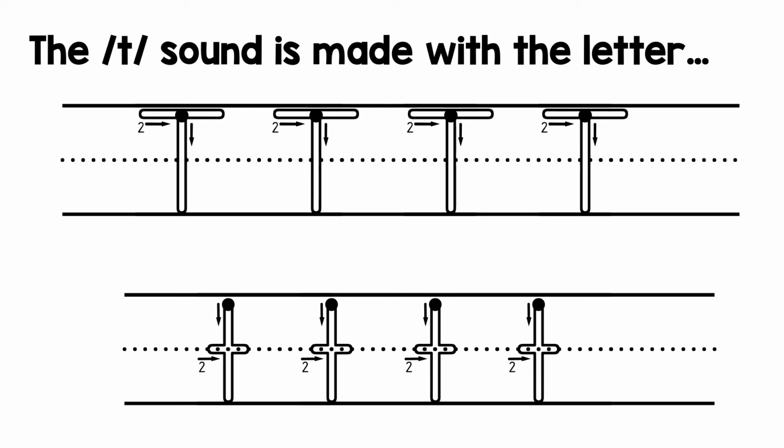I would like you to now practice correctly forming the letter T. Capital T is made with 2 strokes. You start at the top, pull down to the bottom, pick up your pencil, and cross the top. Lowercase t is also made with 2 strokes. It touches the top line and pulls to the bottom, and it crosses on that middle line. If you need to pause the video now while you practice correctly forming the letter T, you can do so.